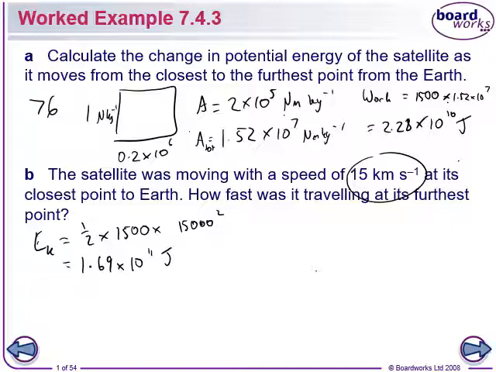Okay? Now, you might be a bit confused why we're subtracting and not adding. Just think about it. Our satellite is moving further away from Earth. So as we move it further away from Earth, we are increasing its gravitational potential energy. Our EP goes up, so therefore our kinetic energy must go down. Okay, so we have to subtract this change in energy from our kinetic energy.